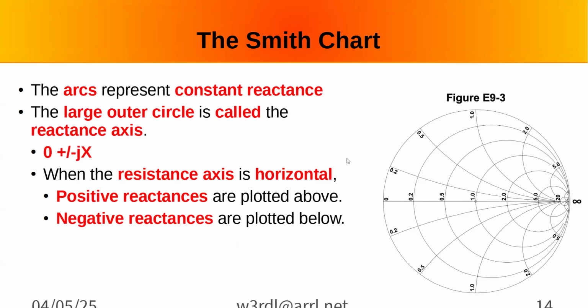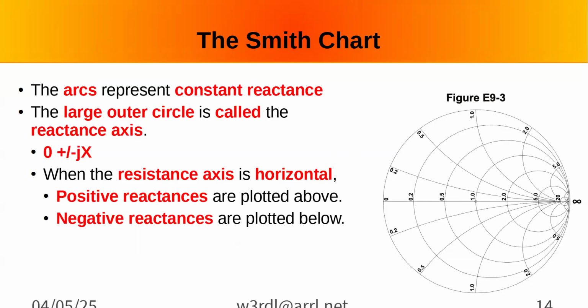Okay, so the arcs are constant reactance and the circles are constant resistance. The outer circle, which would be your main vertical axis if it was your y-axis, if it was a coordinate, is called the reactance axis, which is what it would be in the coordinate system, except now it's just a big circle.